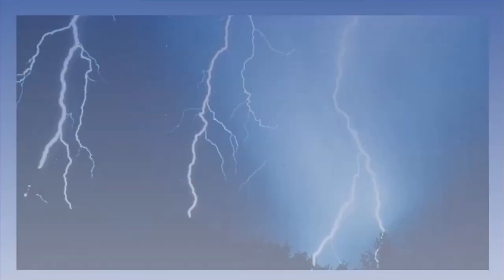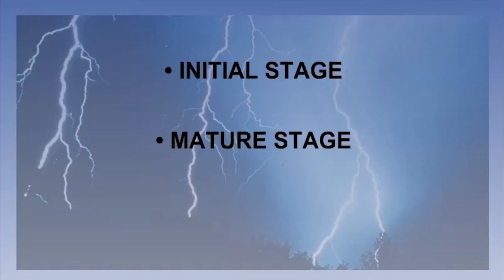Let's look at the way heat, or air mass type, thunderstorms develop. There are three stages we can identify: initial stage, mature stage, dissipating stage.